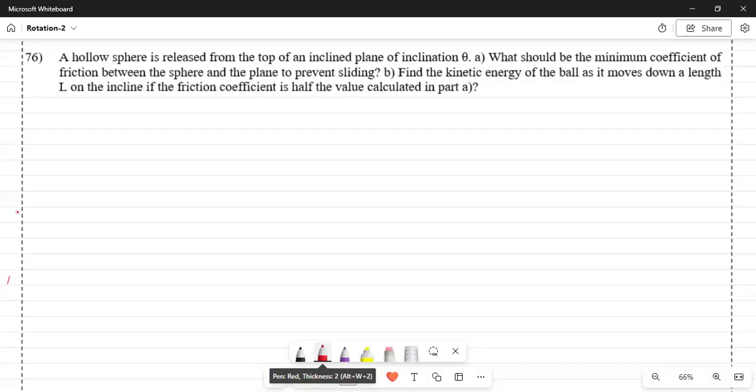So the problem says a hollow sphere. Firstly, it's a hollow sphere. That means we know by the standard table, its moment of inertia is 2 by 3 mr square. It is released from the top of an inclined plane of inclination theta. That is the only description of the system. So this is the inclined plane, let us say, which makes an inclination theta, and a hollow sphere is released from the top of it.